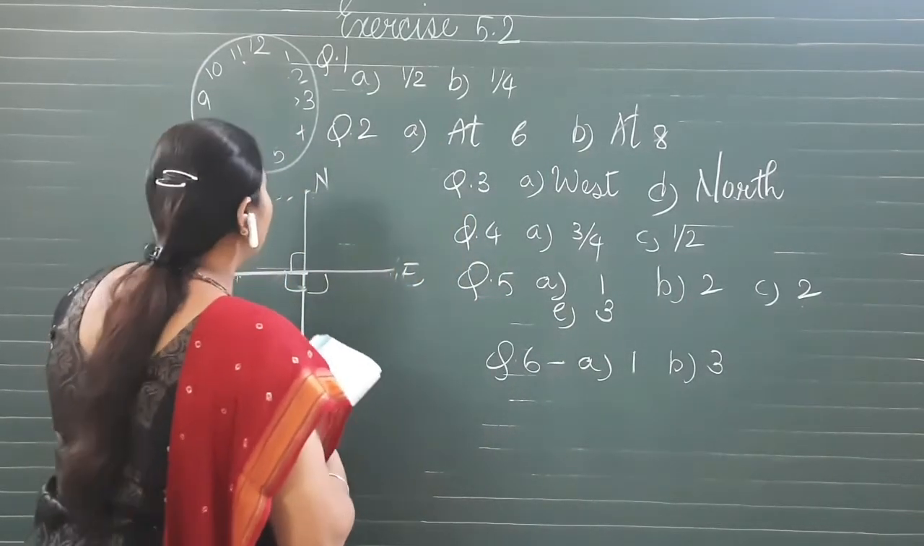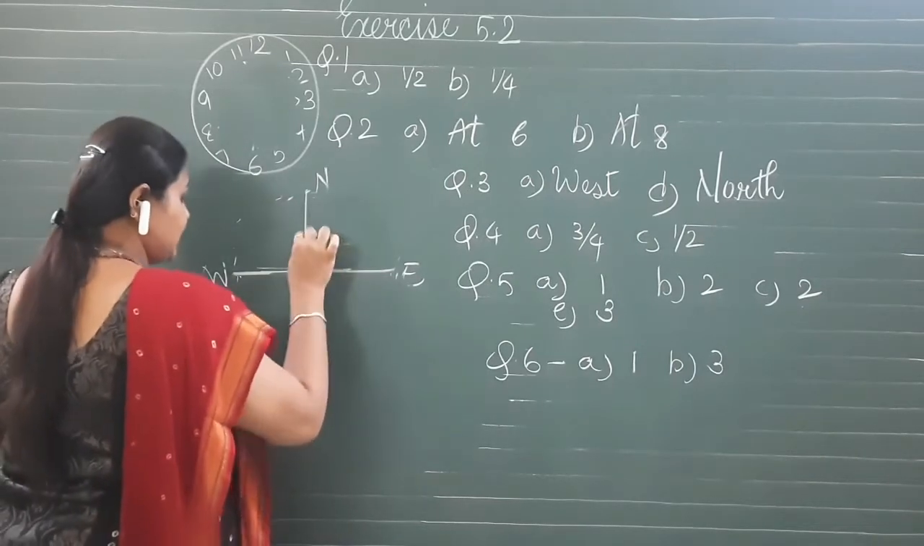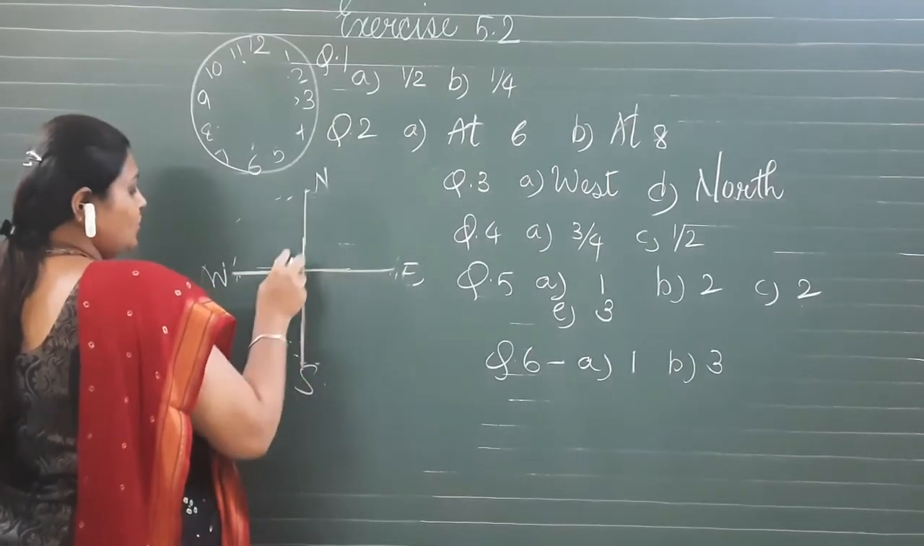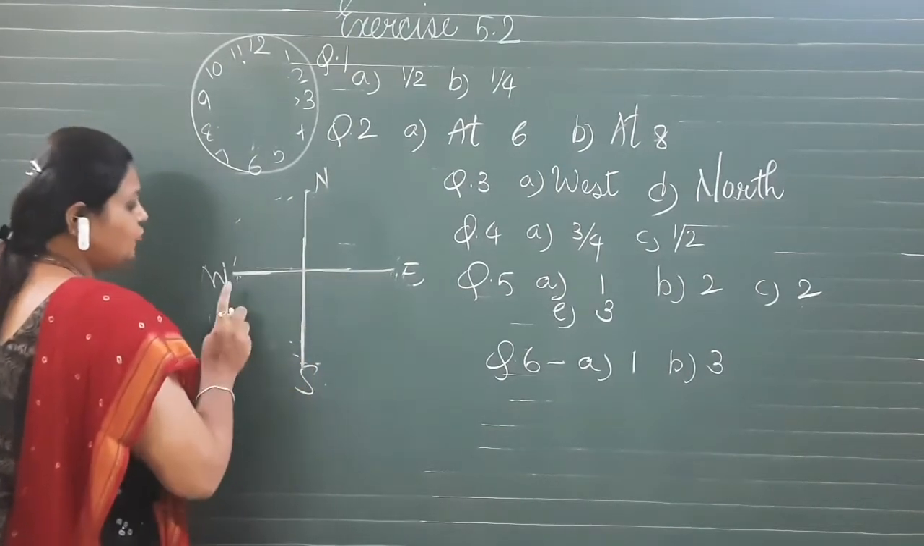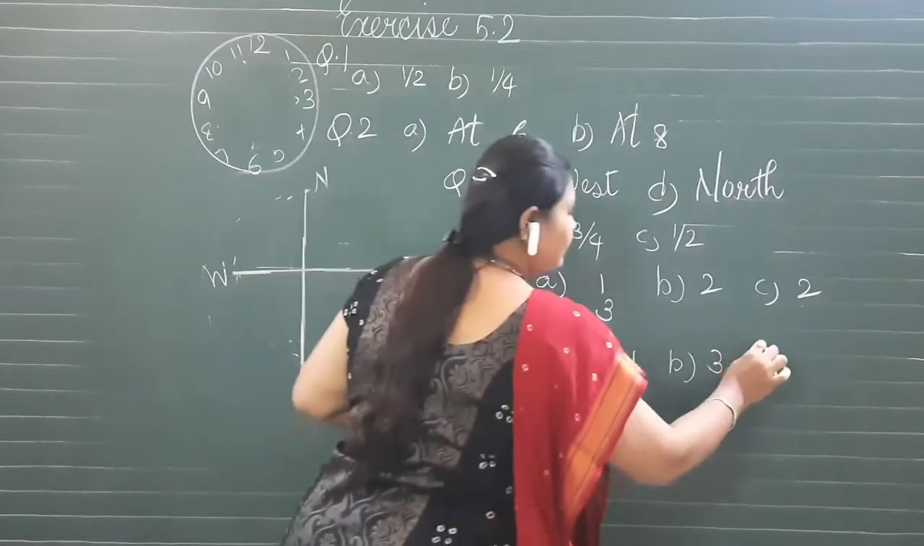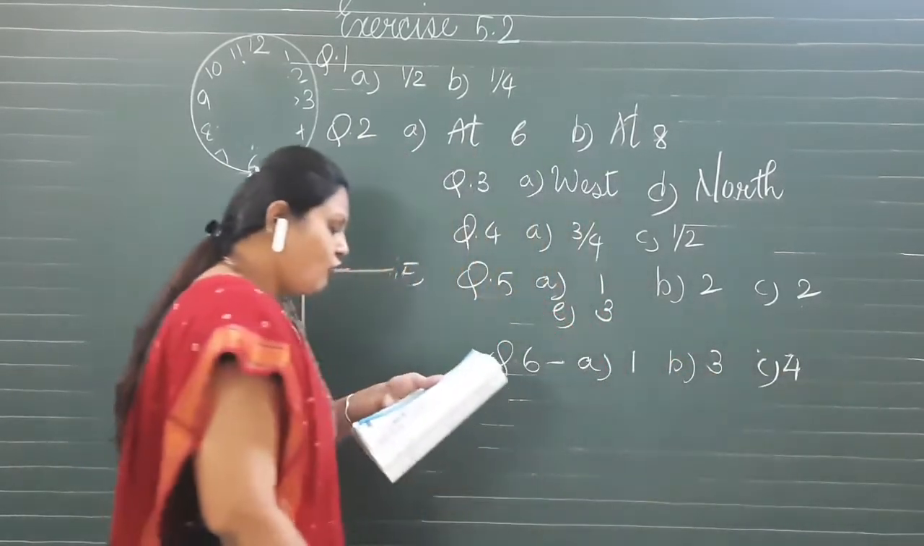West to west. You are at west and again you want to be at west. So west to north 1, north to east 1, east to south 1 and south to west 1. So total we can say 4 right angles can be formed.